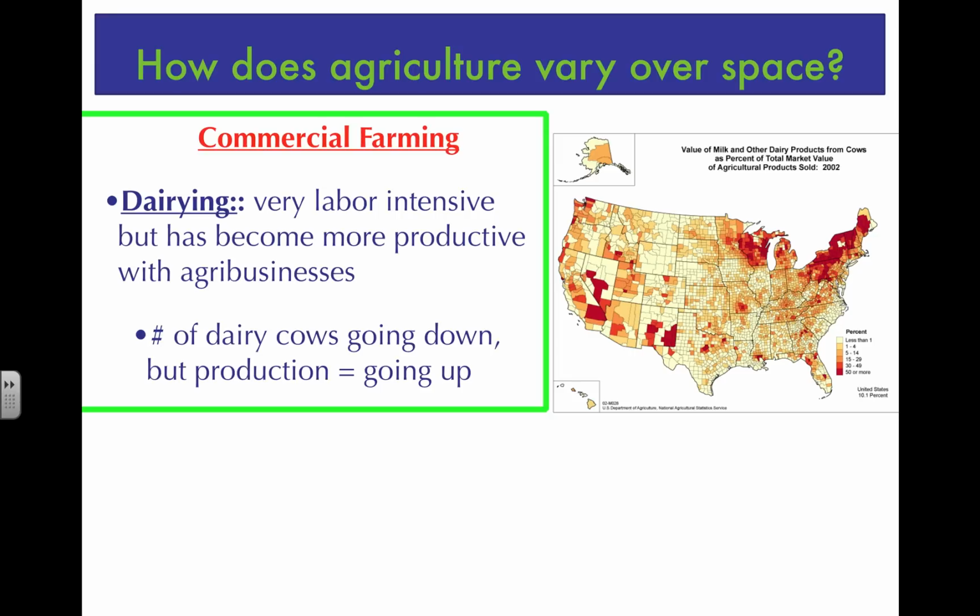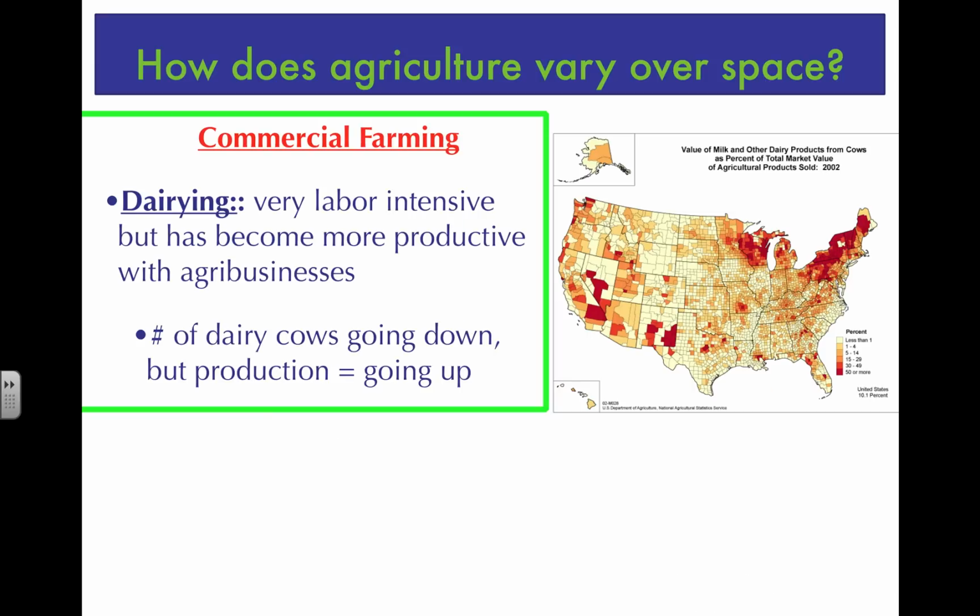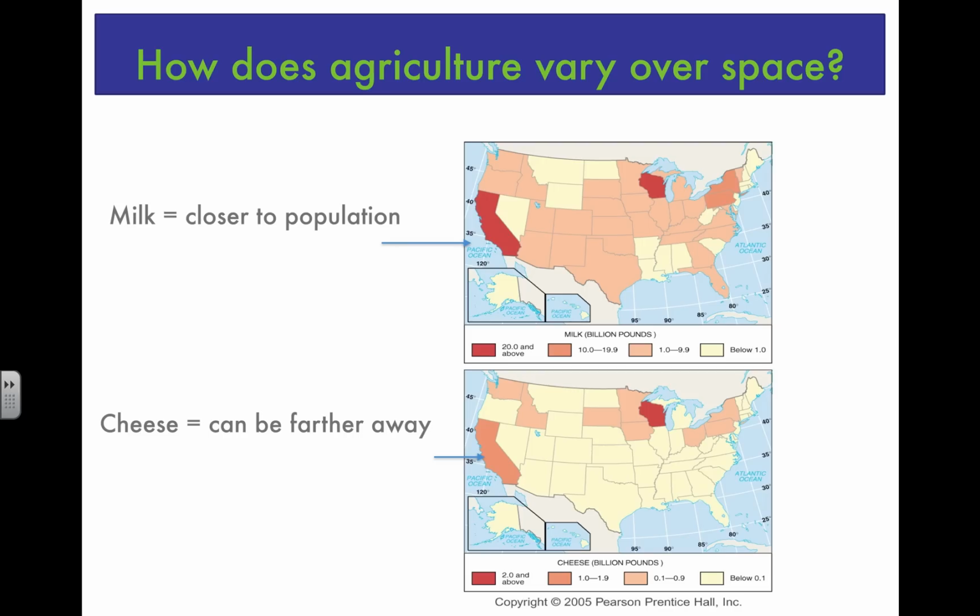So if you look over here on the right hand side, you see the value that they're actually, is that the map I'm looking for? Well, that's okay. Bottom line here is just that the number of dairy farms themselves is going down, but production of dairy products is going up because agribusiness is making the process more mechanized and more efficient in some senses of the term.